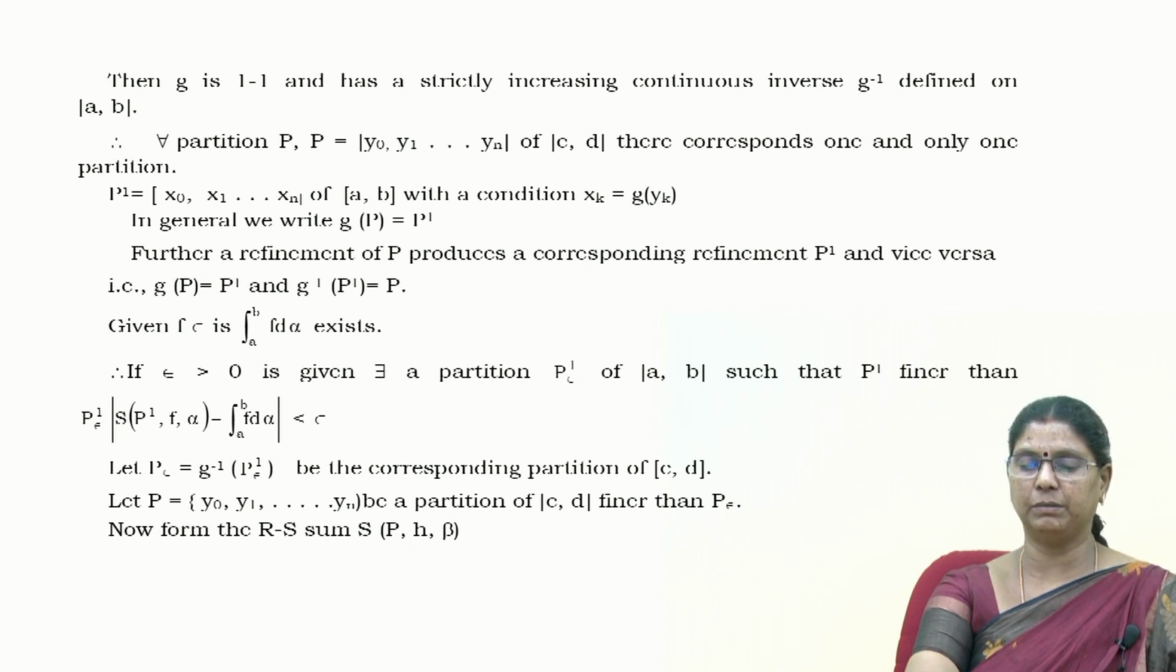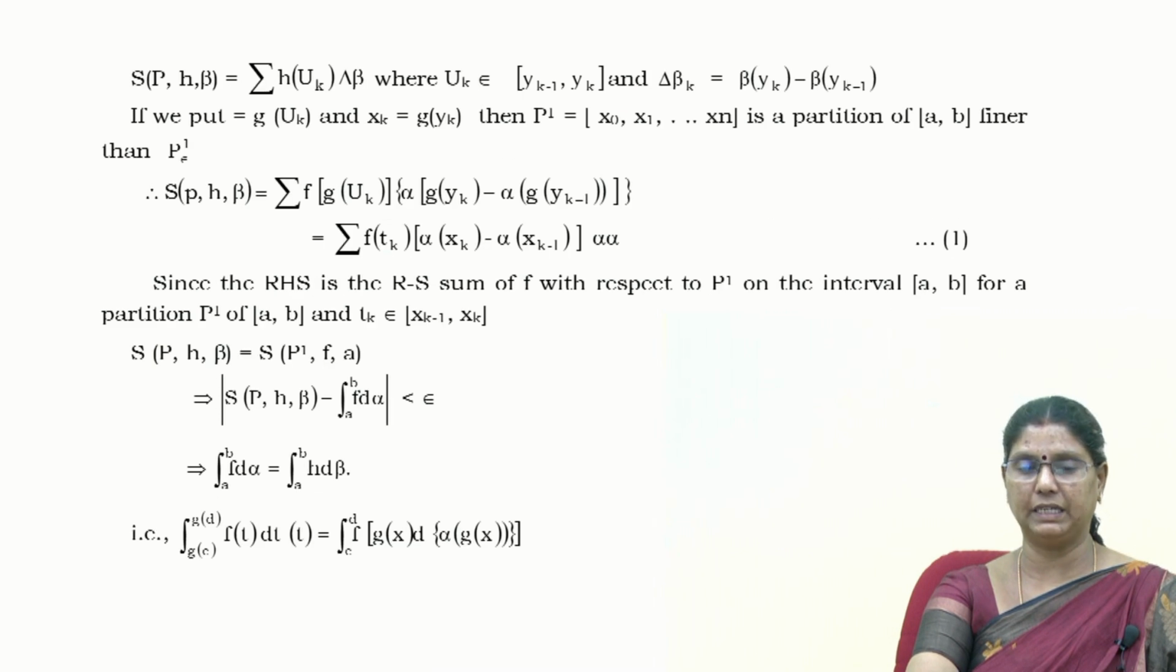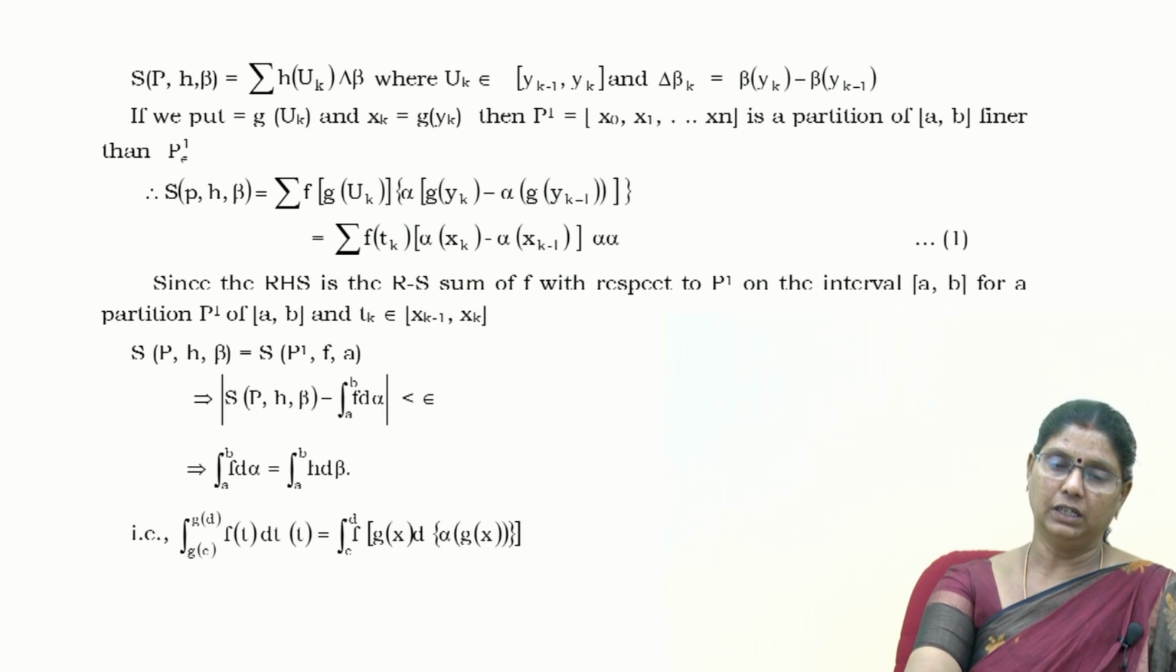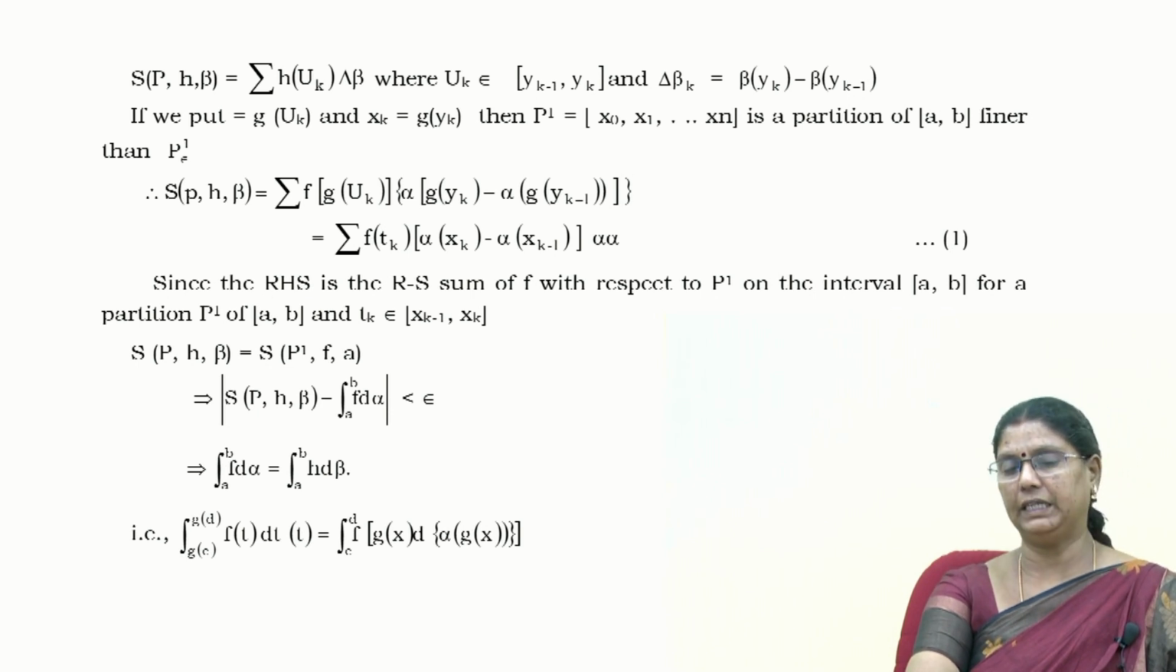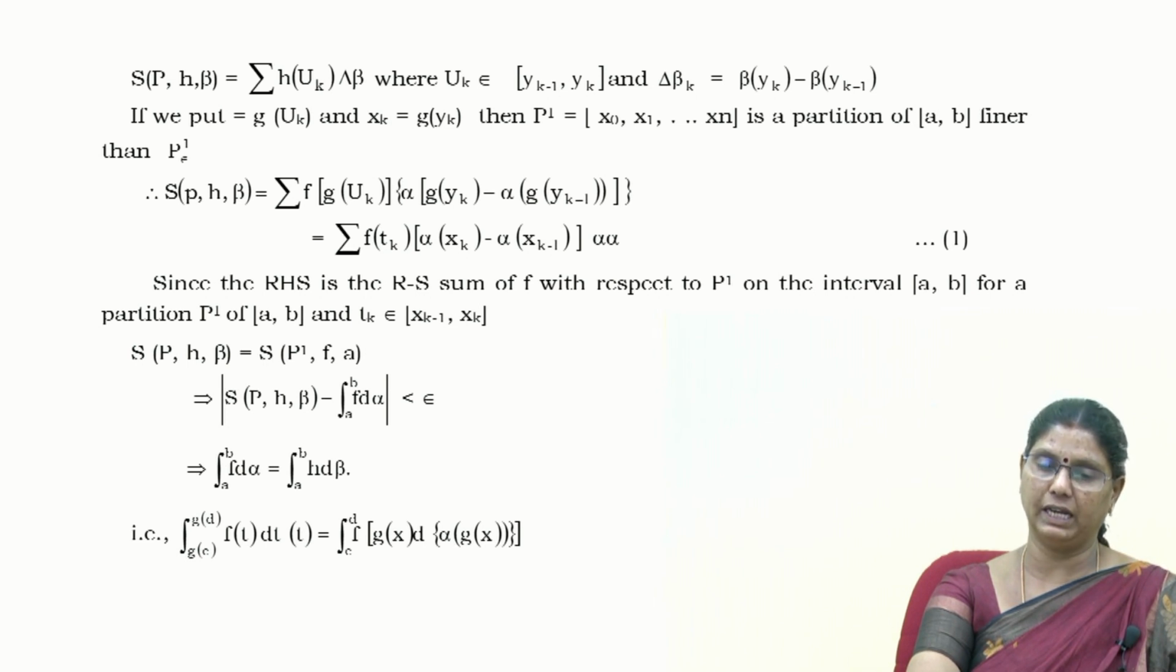Now we consider the Riemann-Stieltjes sum S(P, h, beta), that is the summation of h of uk into delta beta k, where uk belongs to the closed interval [yk minus 1, yk] and delta beta k is equal to beta of yk minus beta of yk minus 1. If you put tk as g of uk and xk as g of yk, then the partition P1 from x0 to xn is a partition of the closed interval [a, b] finer than P epsilon 1.